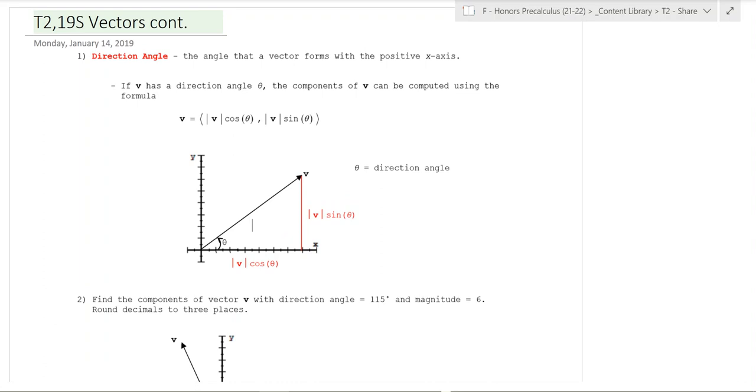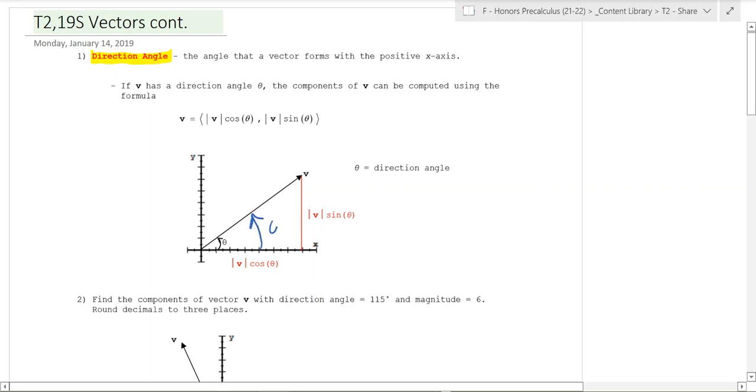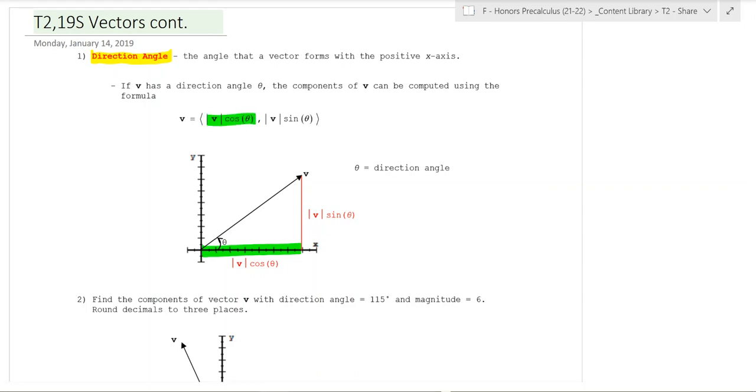Today we're going to continue talking about vectors. First, you have the idea of a direction angle, and this is the angle a vector makes with the positive x-axis, which would be right here in this diagram. And as you remember from yesterday, you can write a vector in component form, and that would be the horizontal for the first part, and then the vertical right here, this blue part, as the second component.